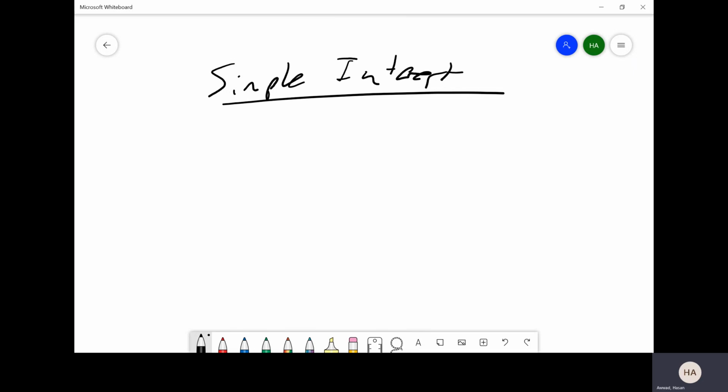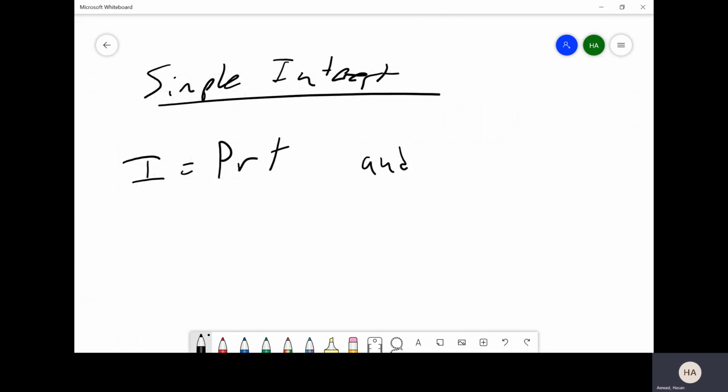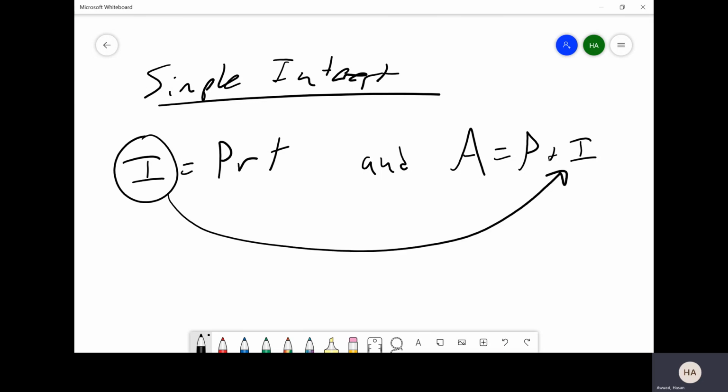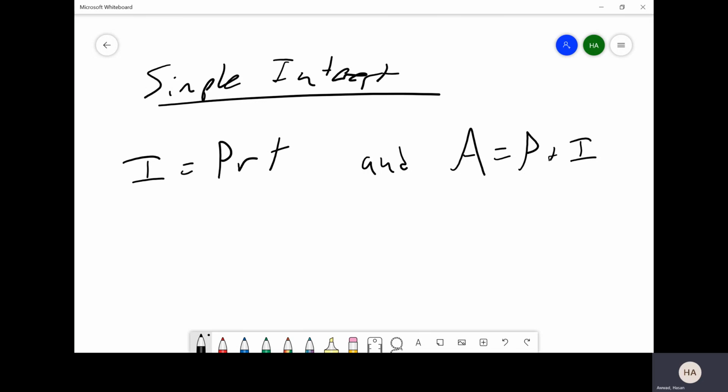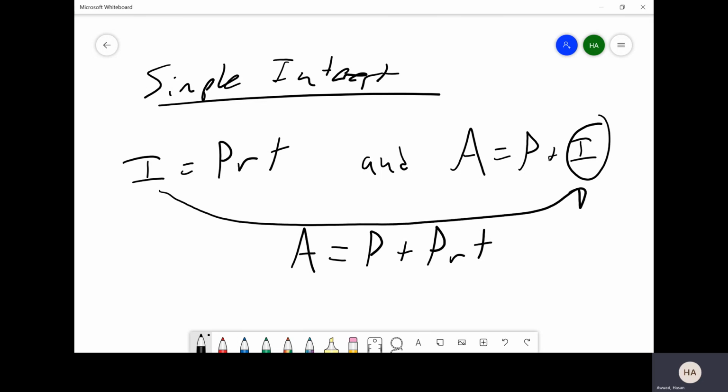So how do we write this out? We write this out as I is equal to PRT, and I'll explain what all of these variables mean shortly. And also A is equal to P plus I. Okay, so notice here, I shows up twice, right? You have I coming right over here. So if you wanted to, you could kind of put this together and lump this as one equation. A is equal to P plus PRT, right? Where I'm just basically taking my I, which is equal to PRT, and plugging it in right in there, right?